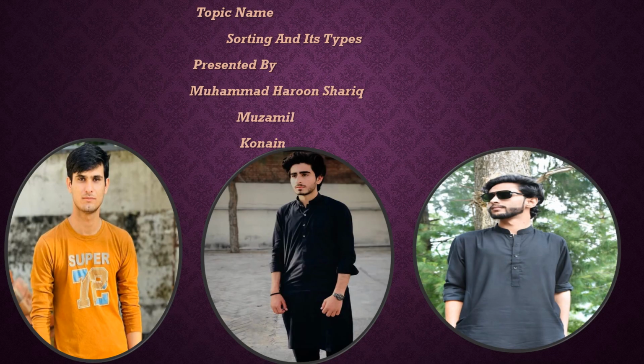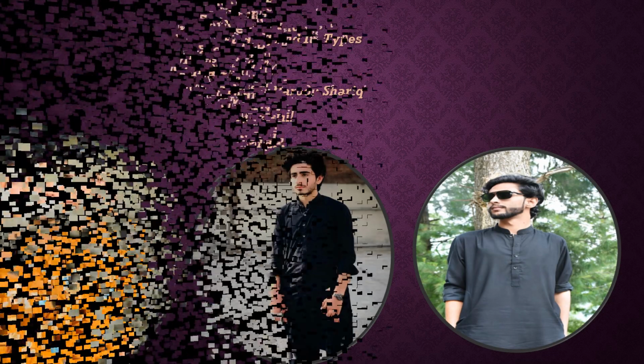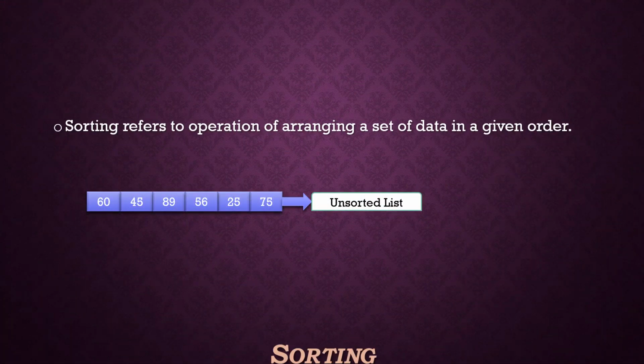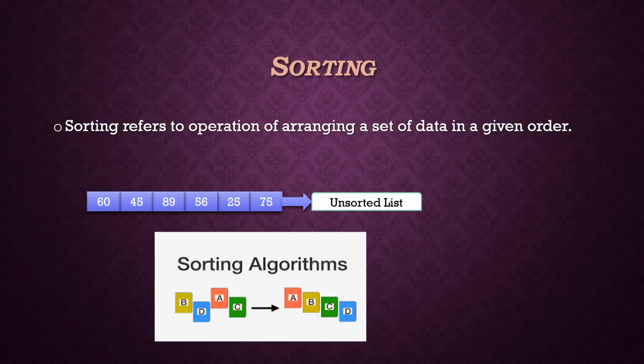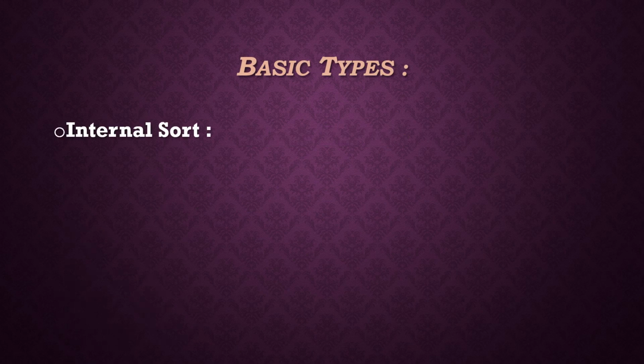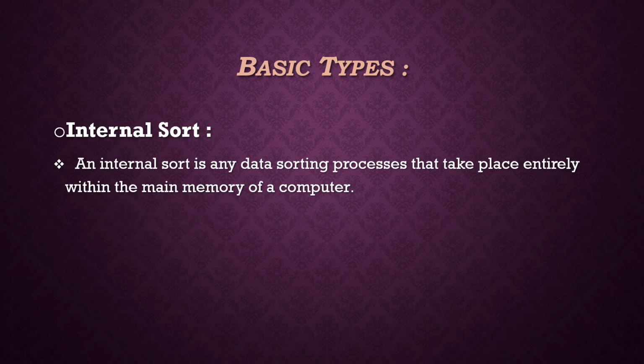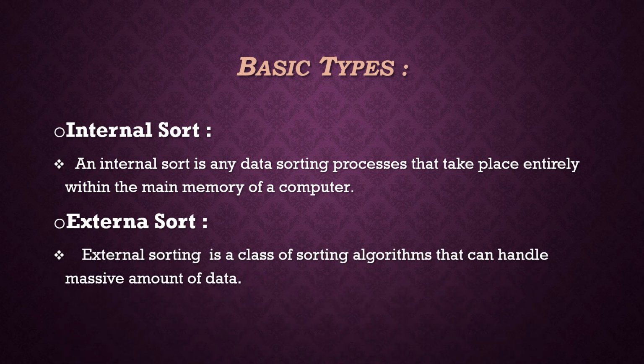Sorting. Basically, sorting refers to the action of arranging a set of data in a given order. Basic types. There are two types of sorting: internal and external sort. Internal sort. An internal sort is any data sorting process that takes place entirely within the main memory of a computer. External sort. External sorting is a class of sorting algorithm that can handle massive amounts of data.